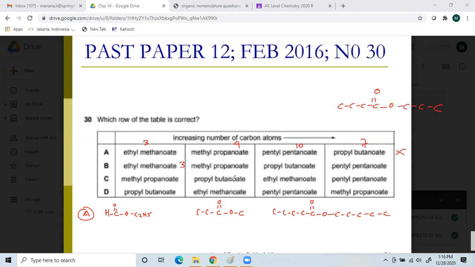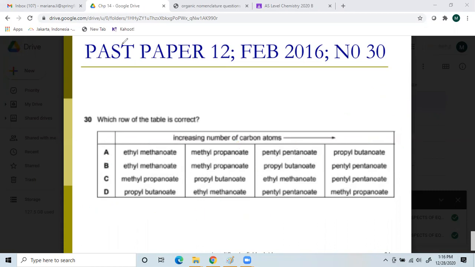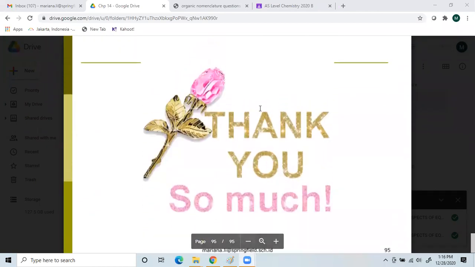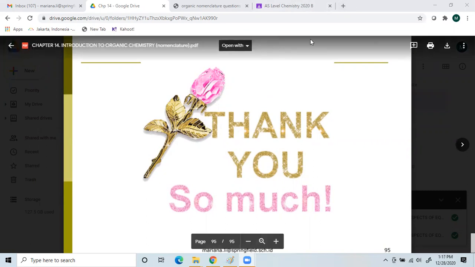This is 3 Cs. Methyl propanoate 4. Okay, and then propyl butanoate 7. Pentyl pentanoate 10. So the correct table is B. Ethyl methanoate 3, 4, 7, 10. So B is the answer. These are just some examples of past paper questions. You can find many others in other papers. Okay, I think that's all about naming and so on. Thank you for your attention and see you again at the next video. Bye bye.